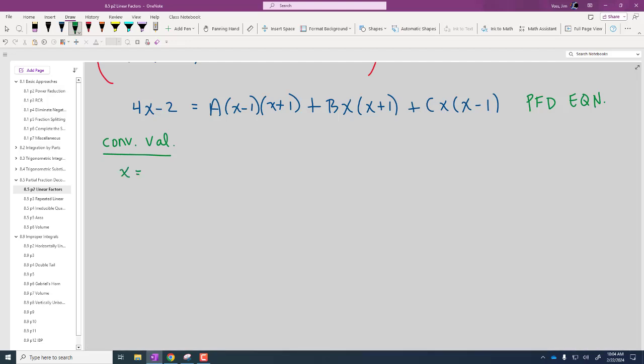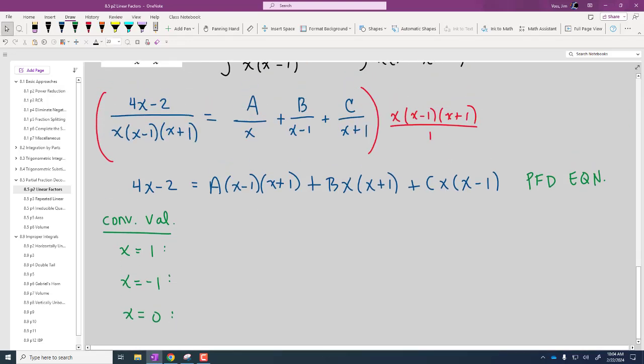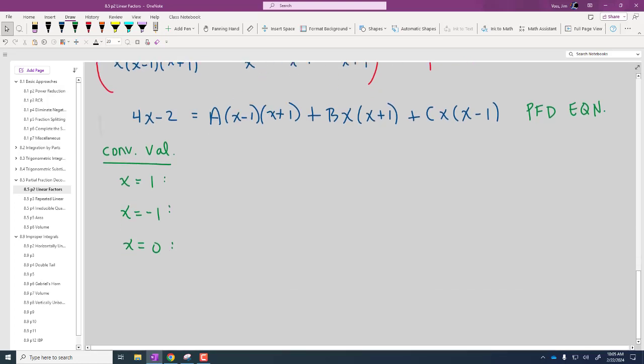So let's see, our convenient values. Guess what's our first convenient value? 1. Second one? -1. Third one? 0. So yeah, those are the convenient values. Those are the zeros of each factor. This factor has a 0 of 0. This factor has a 0 of 1. That factor has a 0 of -1. So each 0 is a convenient value.